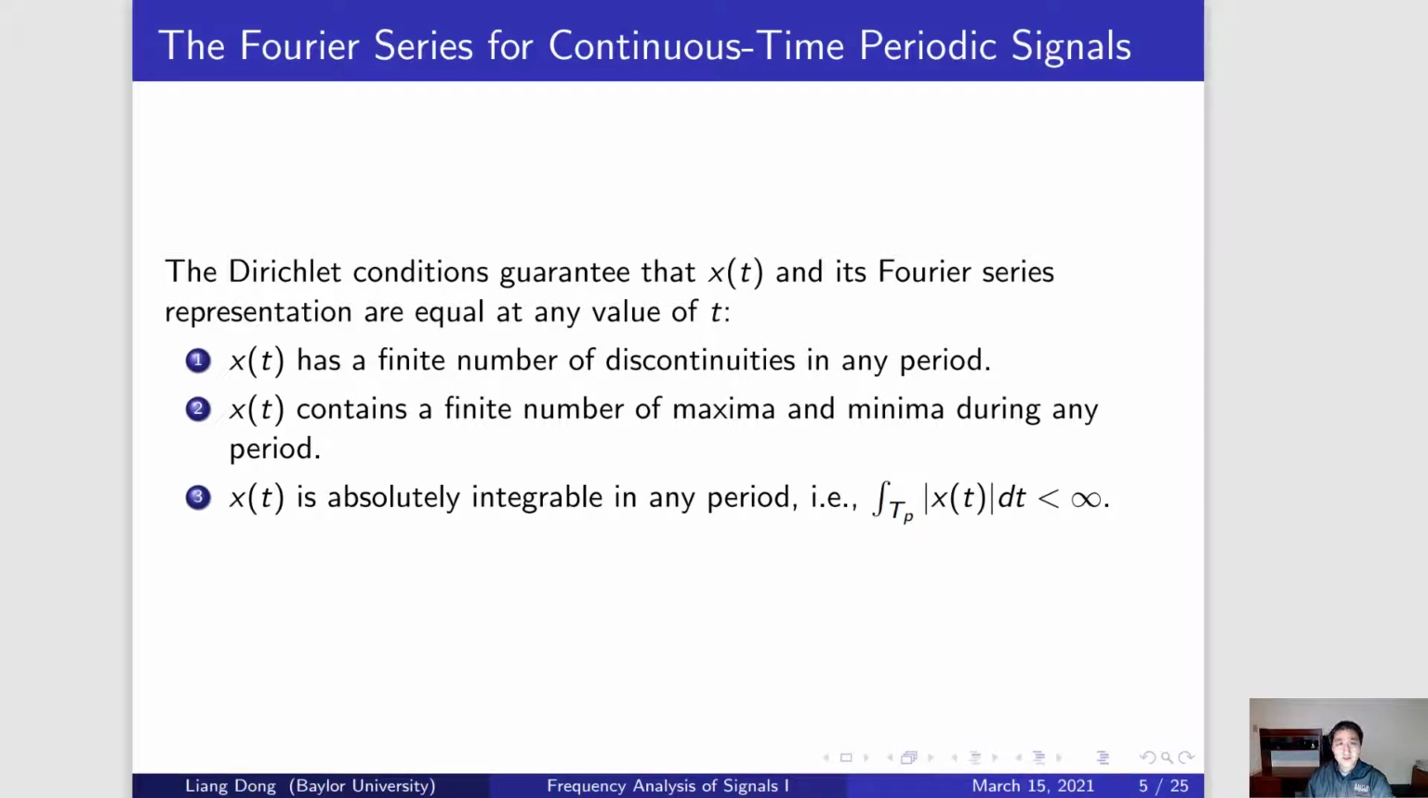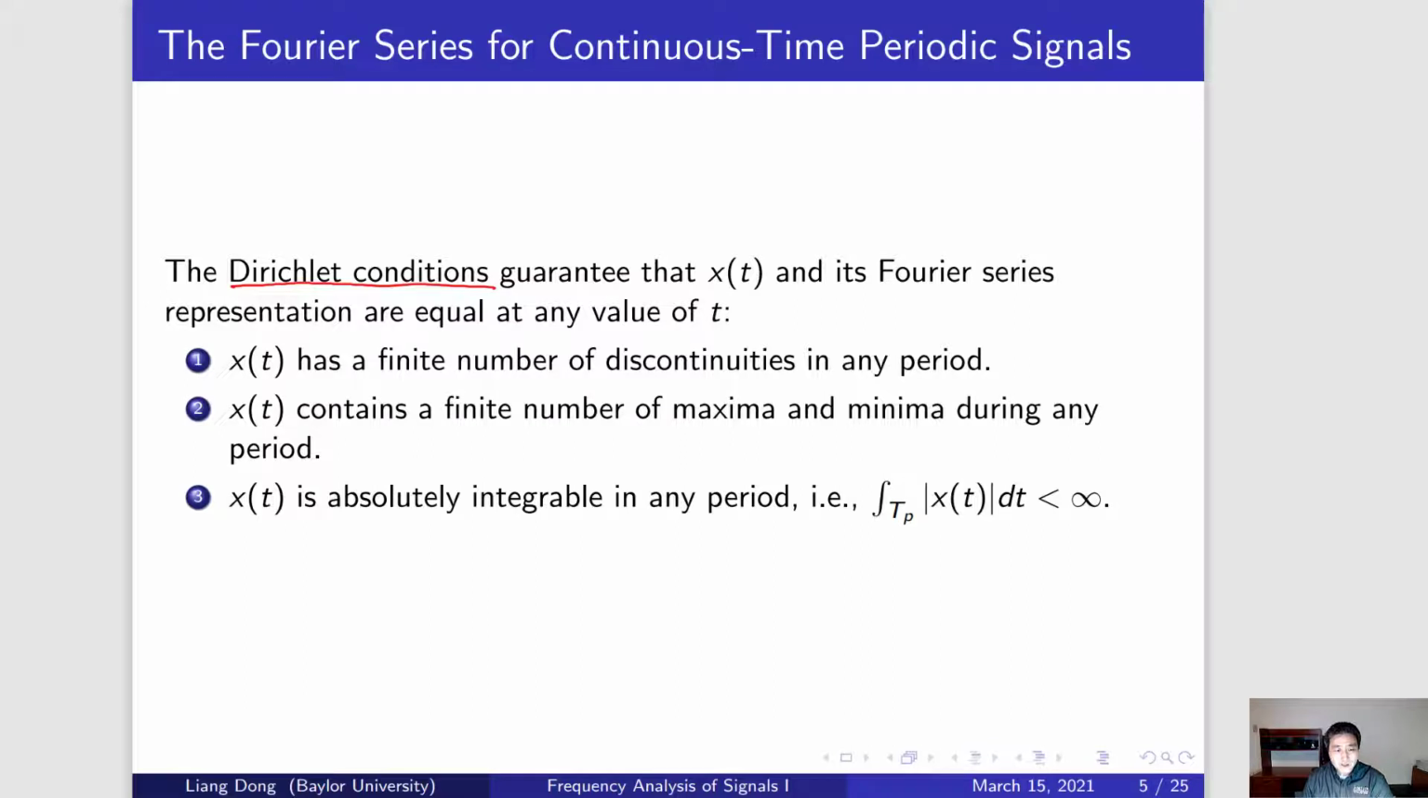Before doing the Fourier series expansion for continuous time periodic signals, there is a precondition that needs to be satisfied. It is called the Dirichlet conditions. They guarantee that x(t) and its Fourier series representation are equal at any value of t, which means the Fourier series expansion can be written. The conditions have three parts. First, x(t) has a finite number of discontinuities in any period. In practice, a practical signal should satisfy that.